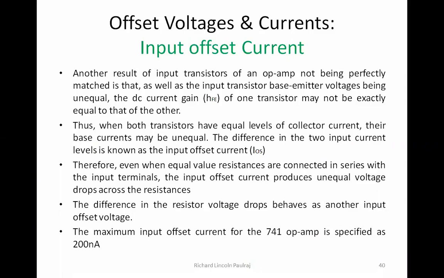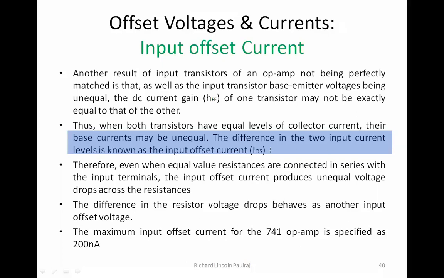So the difference in two input current levels is known as input offset current. This will be asked in your examination. What is meant by input offset current? The difference in two input current levels is known as input offset current. Offset means it is going somewhere else. It is not as per the standard. So offset means some other level.